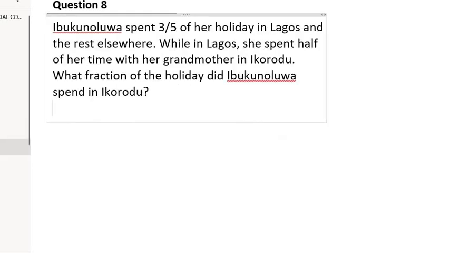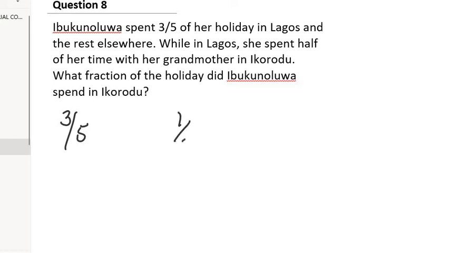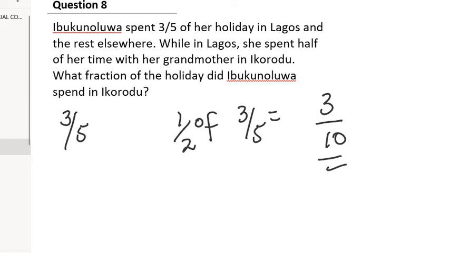Question 8. Mbodo-Aluu spent 3/5 of her holiday in Lagos, and the rest elsewhere. While in Lagos, she spent half of her time with her grandmother. So she spent half, 1/2, of her time, which is 3/5, with her grandmother. What fraction of the holiday did Mbodo-Aluu spend in Ikorodu? Half of this. Of means times. So 1 times 3 is 3, 2 times 5 is 10. The answer is 3/10.